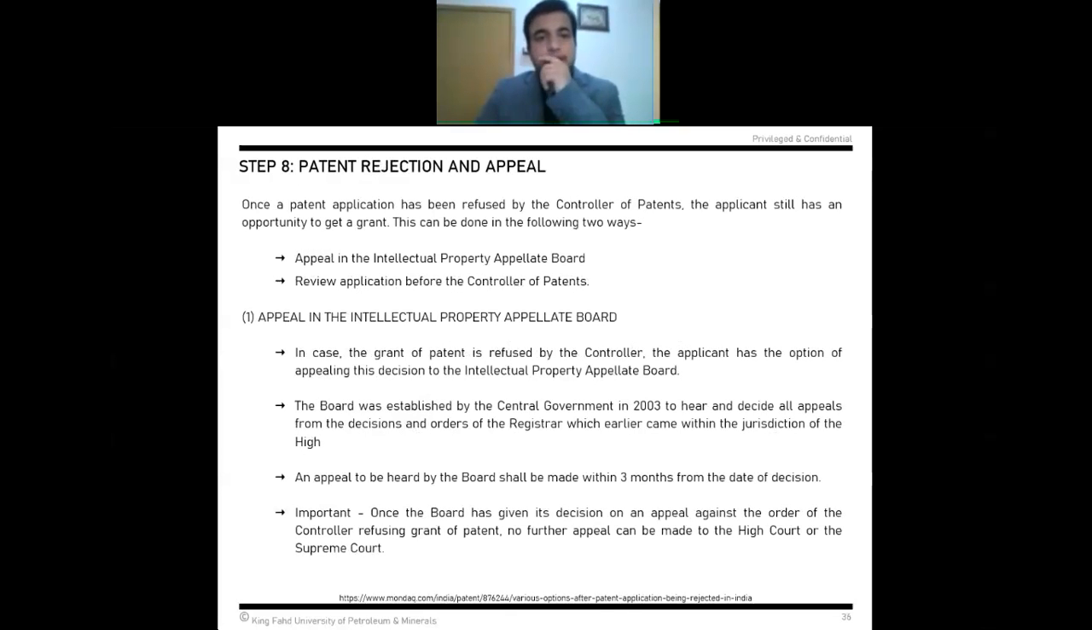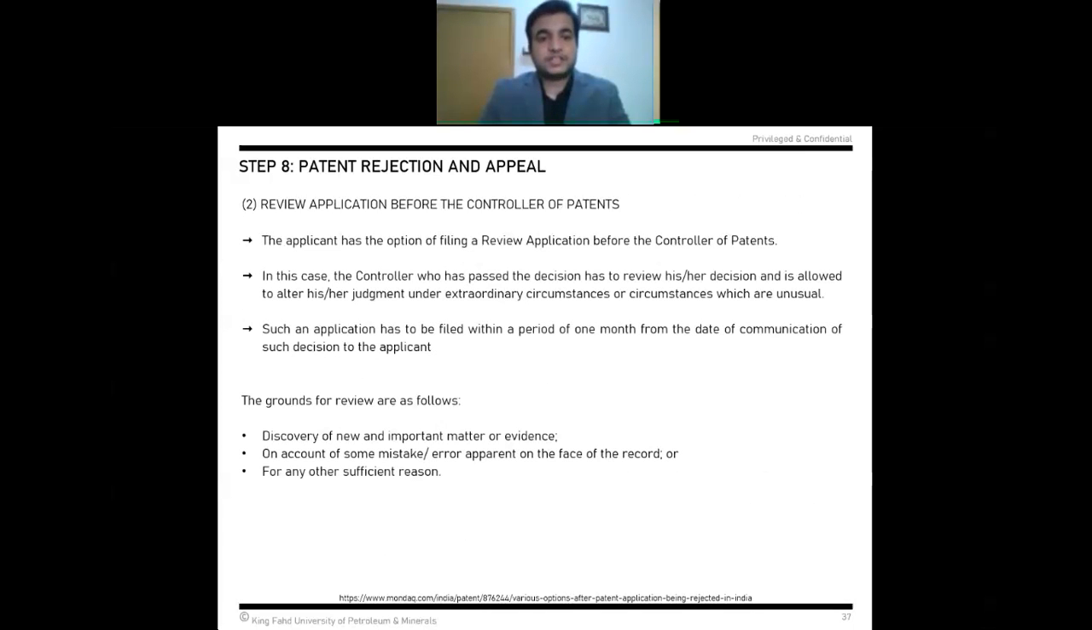Patent rejection and appeal. As I said in the beginning of my presentation, once an application is rejected by the patent office, it is possible to either appeal against the decision to the Intellectual Property Appellate Board, or you can ask the patent examiner to review the application again. So both options are possible. You can appeal to the board, or you can ask for re-examination of a rejected patent application.